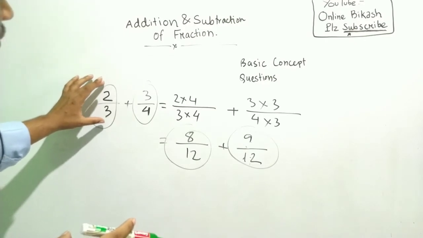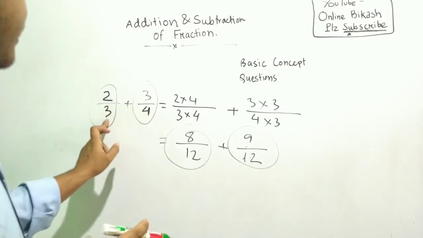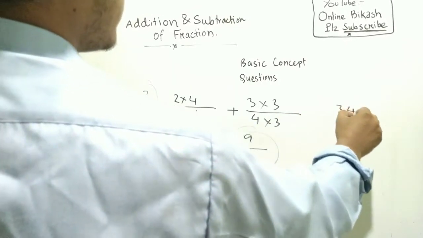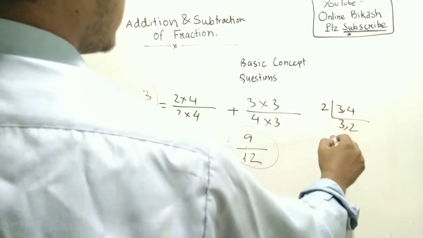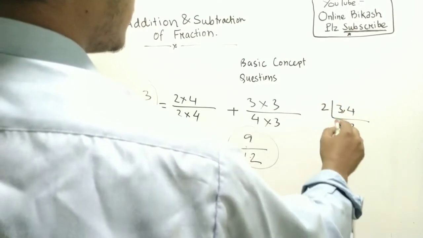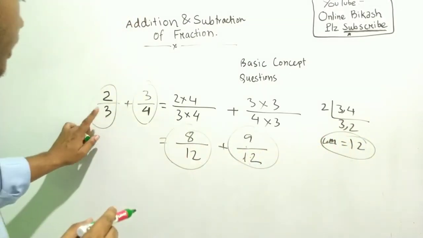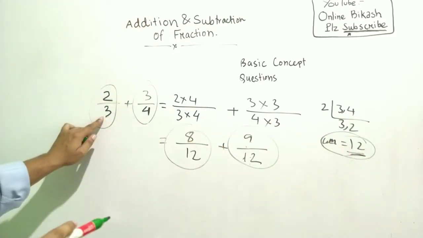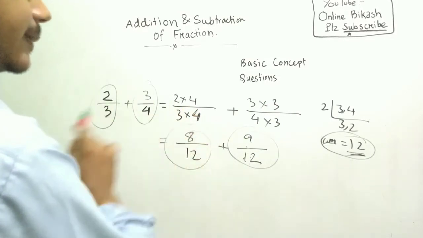So we find the LCM of 3 and 4. What is the LCM of 3 and 4? The LCM of 3 and 4 is 12. So with this 3, what will you multiply to get 12? Definitely you will say 4. 3 fours are 12. That's why I multiply by 4 here.